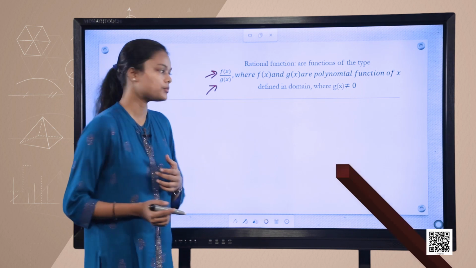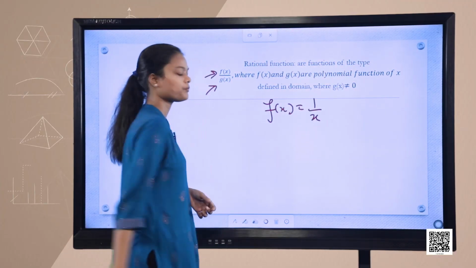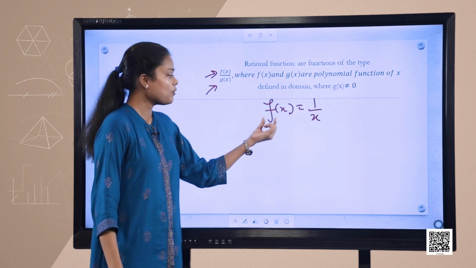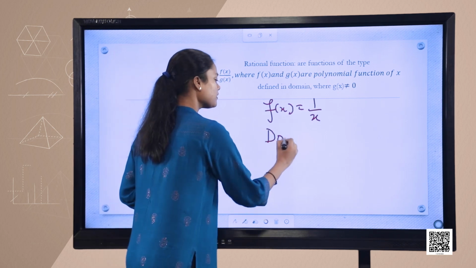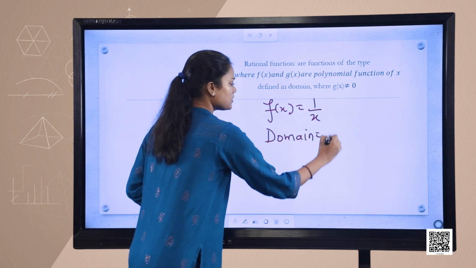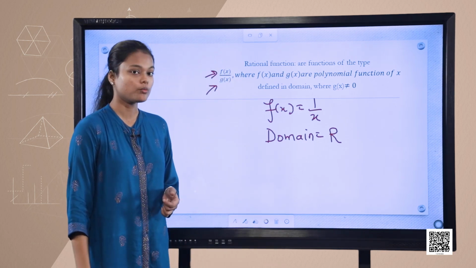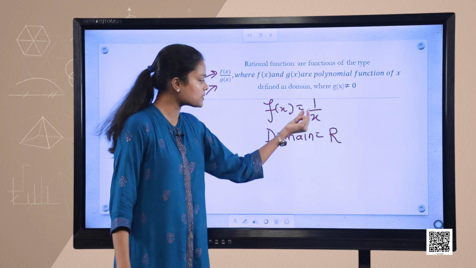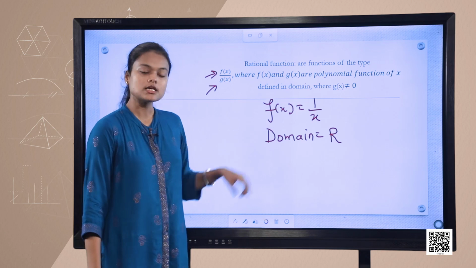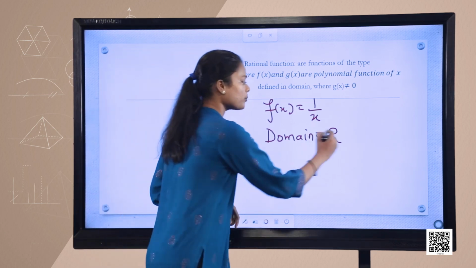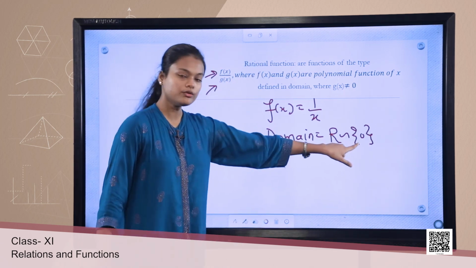Let us take one example, 1 by x. What will be the domain of this function? Will it be the set of all real numbers? No, it will not be. Why? As we can see, at x equals 0, this function is not defined. So the domain will be the set of all real numbers without 0.